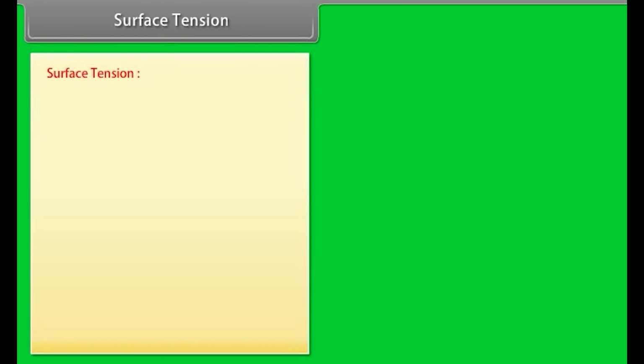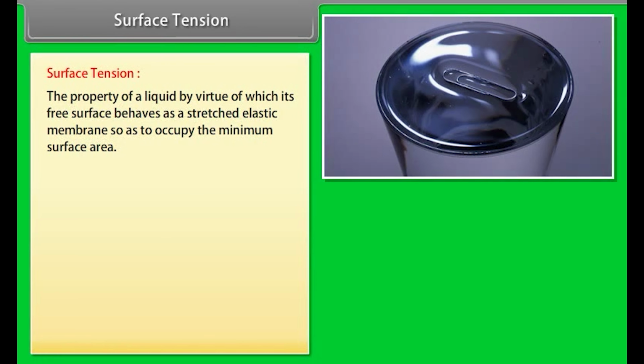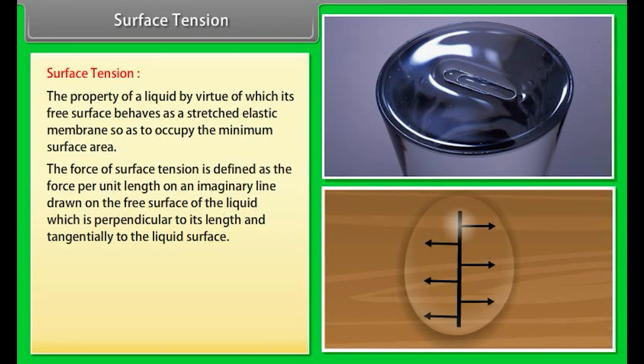Surface tension. Surface tension is the property of a liquid by virtue of which its free surface behaves as a stretched elastic membrane so as to occupy the minimum surface area. The force of surface tension is defined as the force per unit length on an imaginary line drawn on the free surface of the liquid, which is perpendicular to its length and tangential to the liquid surface. T is equal to F by L.